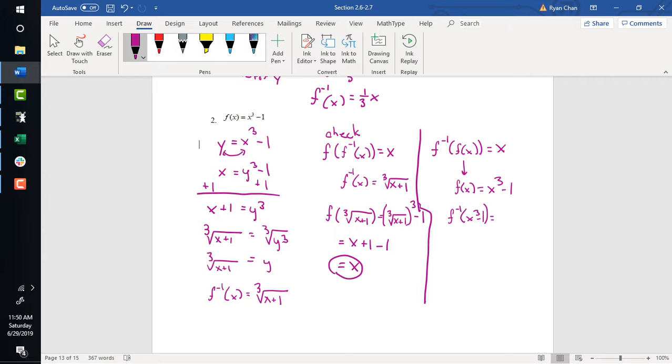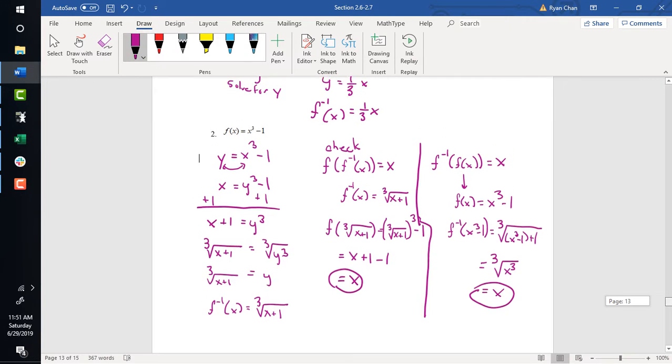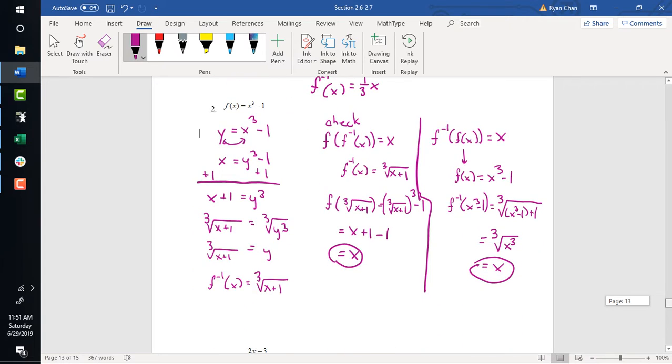I can plug it into my inverse, and so instead of saying cube root of x plus 1, I'm going to do cube root of x cubed minus 1 plus 1, okay? Cube root of x cubed, and it equals to x as well. So it works both ways, okay? For the following, okay? And then let me just show you how to check with the first one that we did as well.